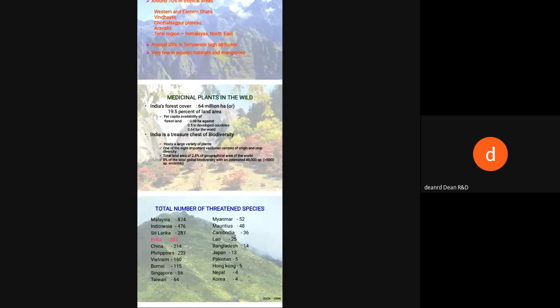The total land area is 2.4% of the geographical area of the world, and also 8% of the global biodiversity, with an estimated 49,000 species available, of which more than 5,000 are supposed to be endemic in nature.